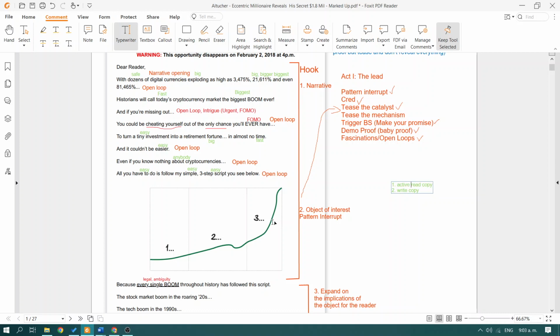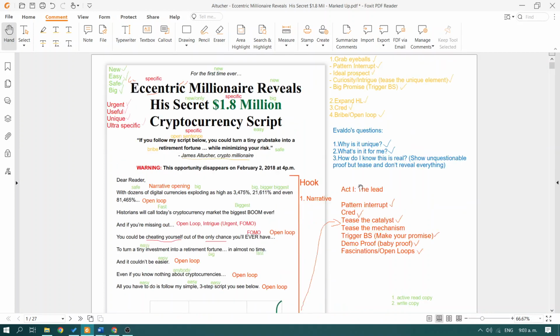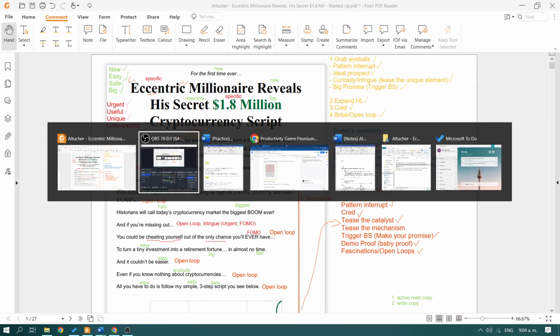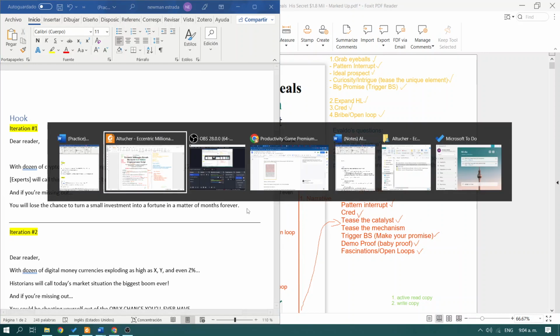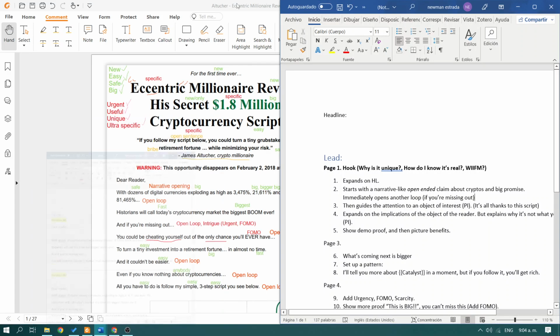Okay, so let's see how this looks in practice. Let's say I have this sales letter that I'm reading, right? And I'm taking notes. You have to take notes. And these notes that you have here are fleeting notes, right? You catch everything that you think is useful or that catches your attention, and then you transfer some notes into another document.